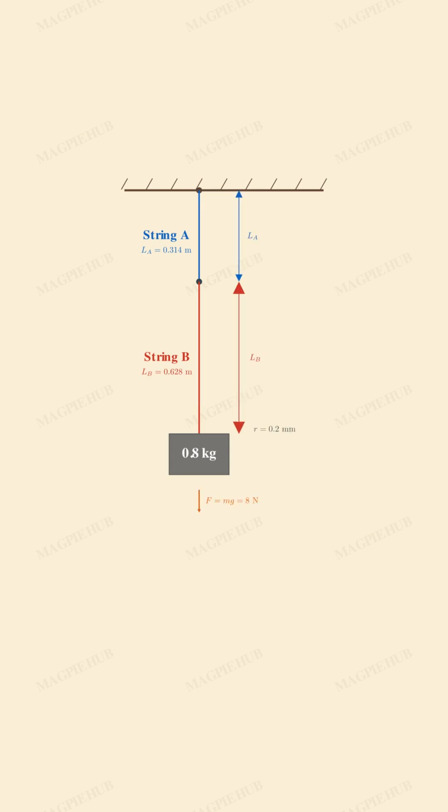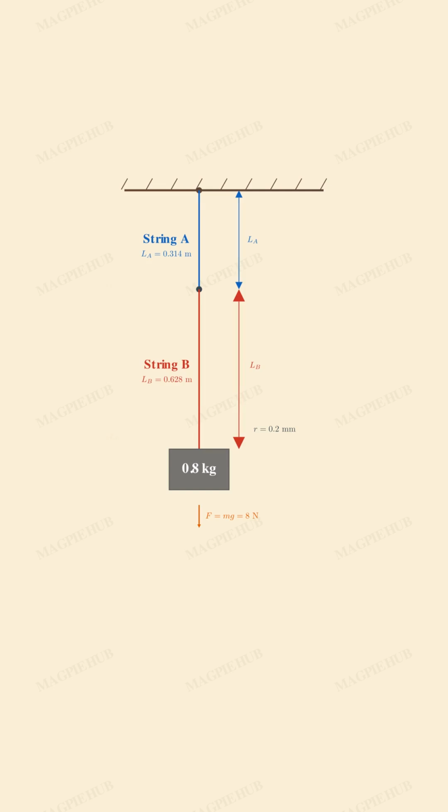String A has length 0.314 meters, and string B, connected below, has length 0.628 meters, that is twice the length of A. A mass of 0.8 kilograms hangs from the free end of string B, pulling both strings downward with a force of 8 newtons. Both strings have a radius of 0.2 millimeters. Watch how the load stretches both strings.